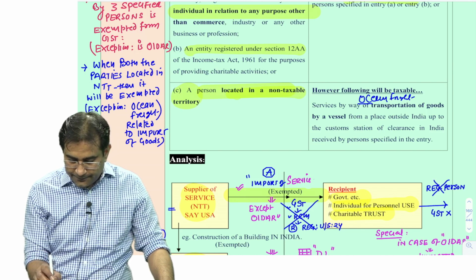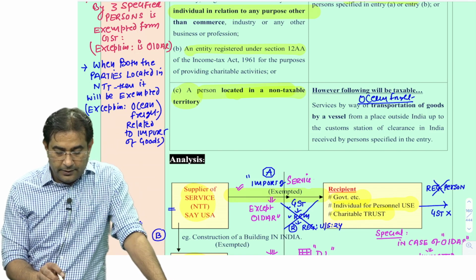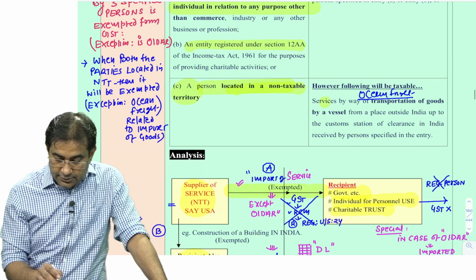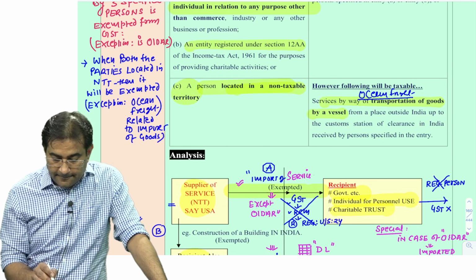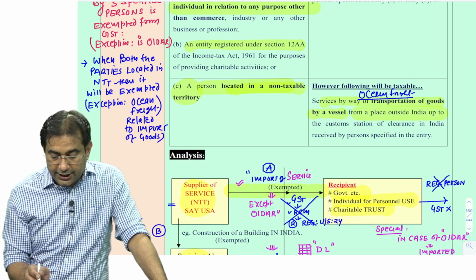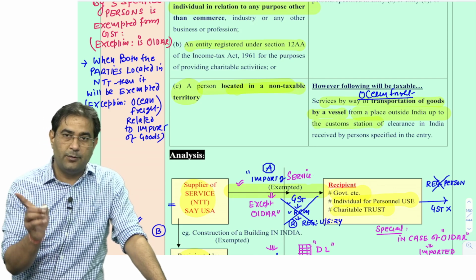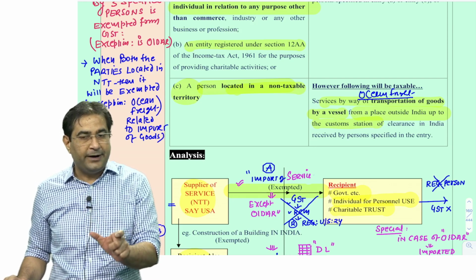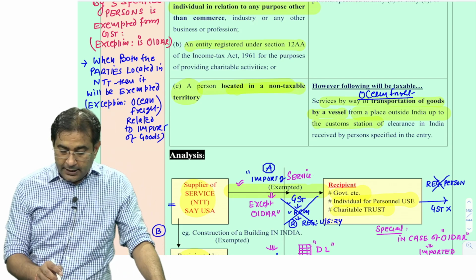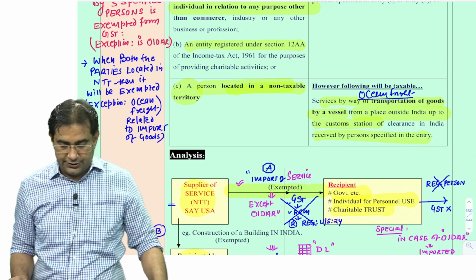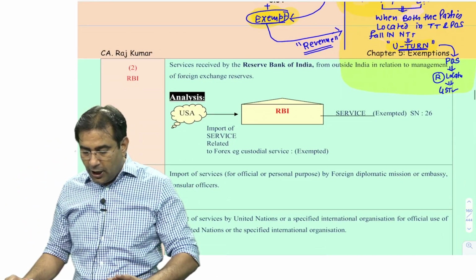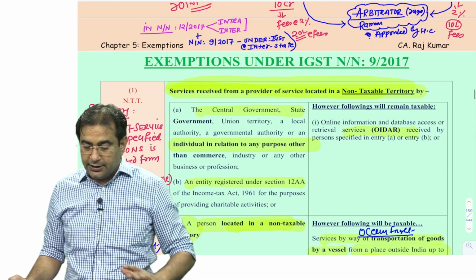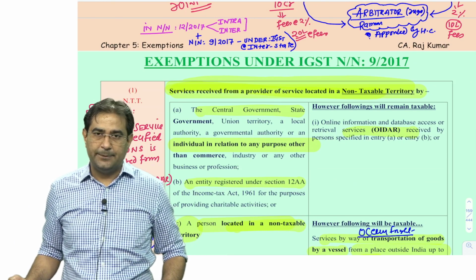Ocean freight. That is, however, following will be taxable: service by way of transportation of goods by vessel from a place outside India up to the custom station, that is ocean freight with respect to import of goods received by a person specified in the entry, right? Okay, sir, no issue at all. Now the discussion is over. First point of notification number 9/2017 has been completed, right?